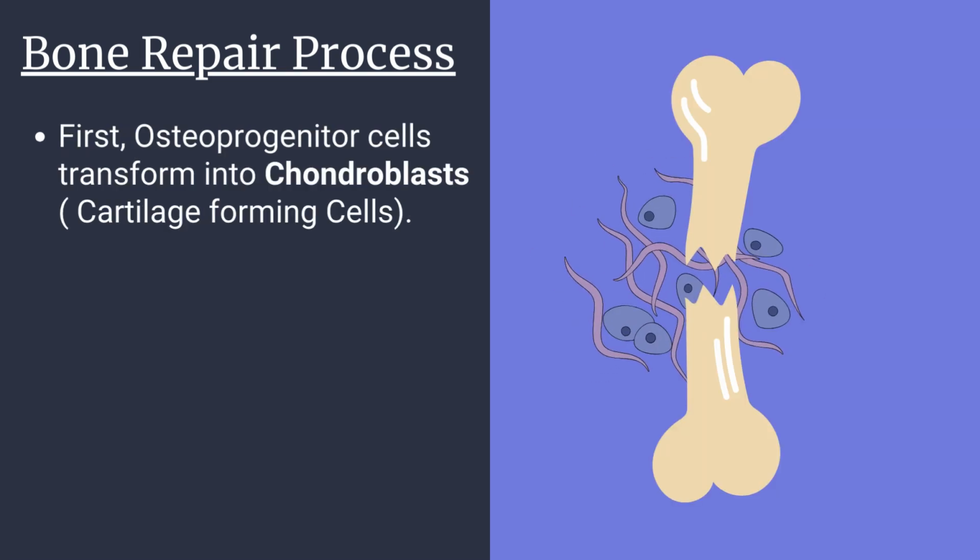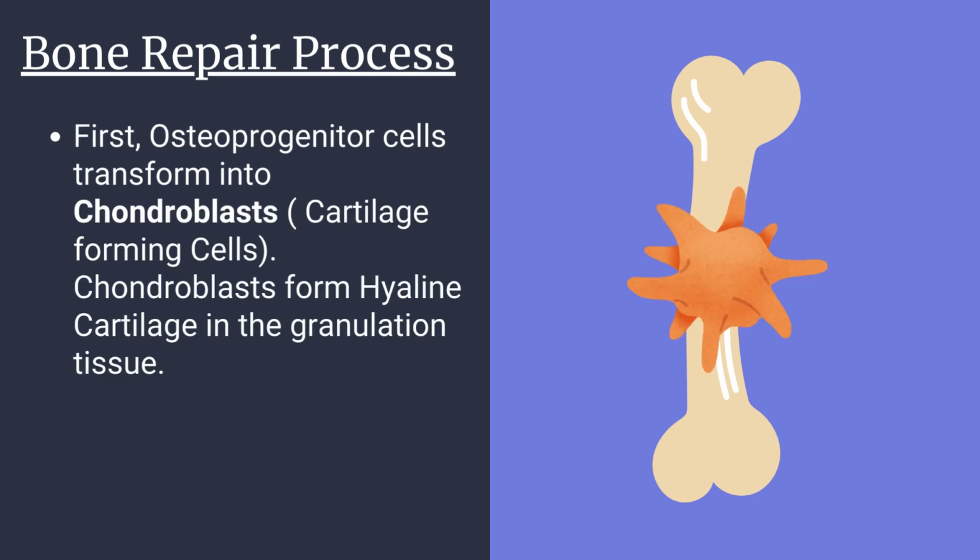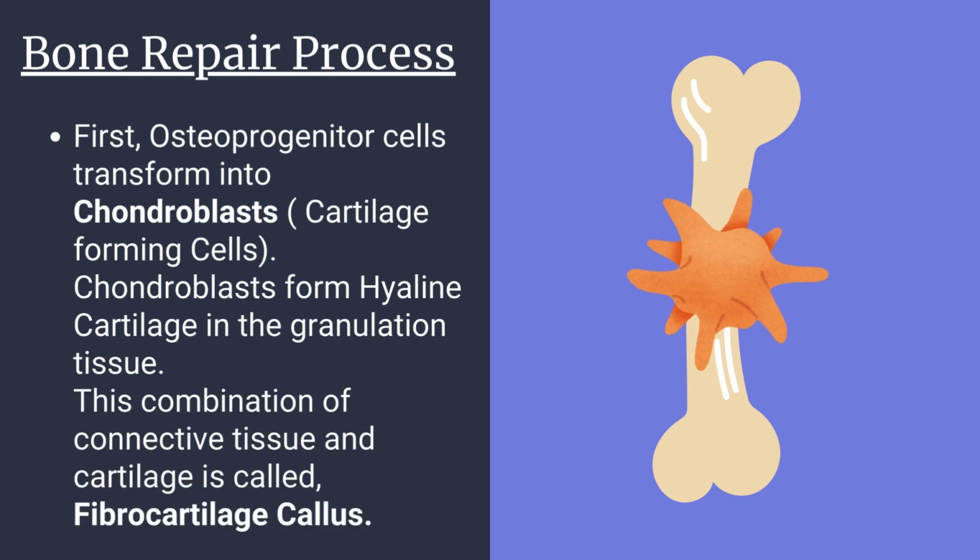First, osteoprogenitor cells transform into chondroblasts, cartilage-forming cells. Chondroblasts form hyaline cartilage in the granulation tissue. This combination of connective tissue and cartilage is called a fibrocartilage callus.